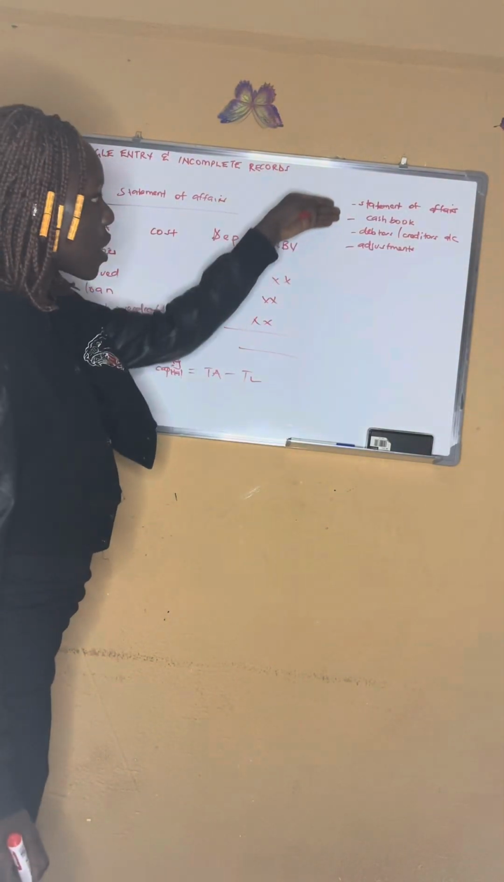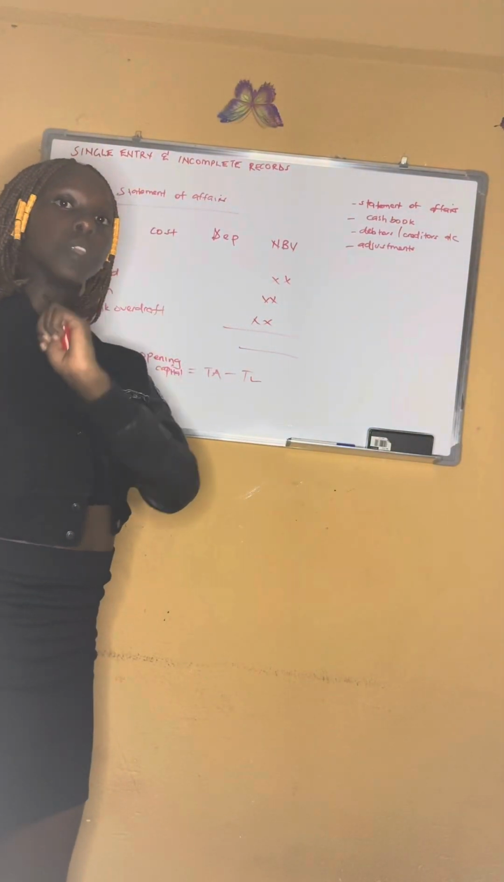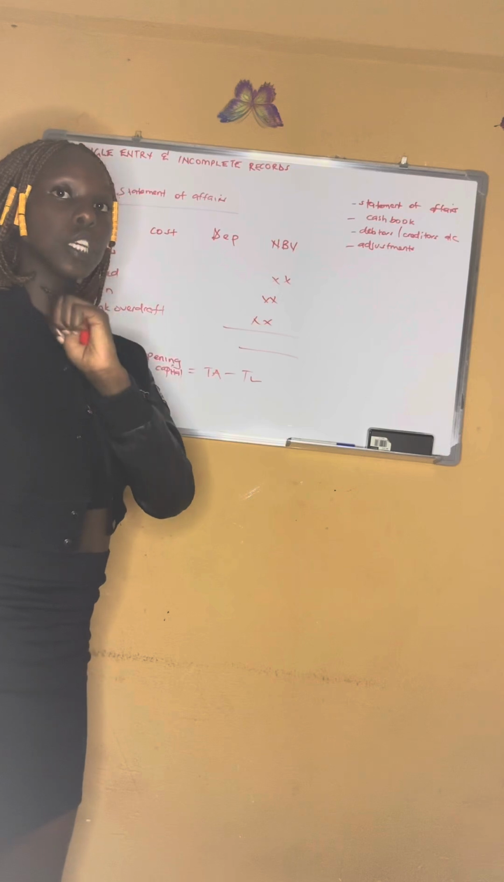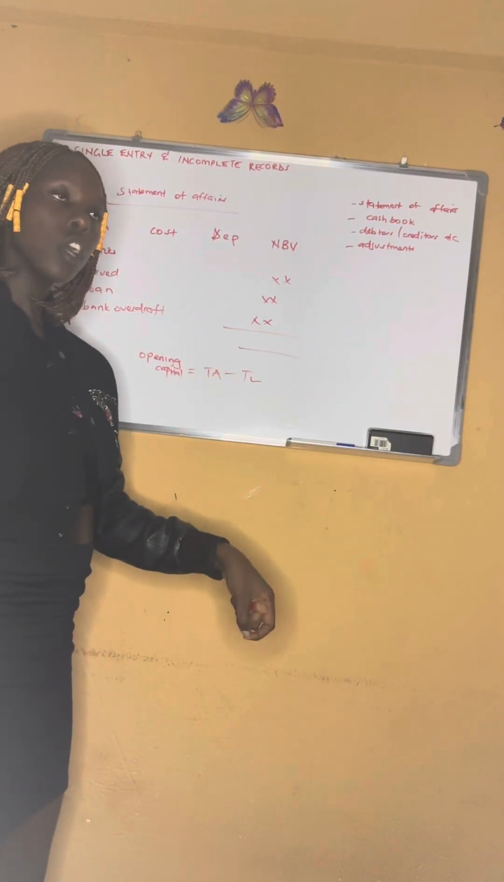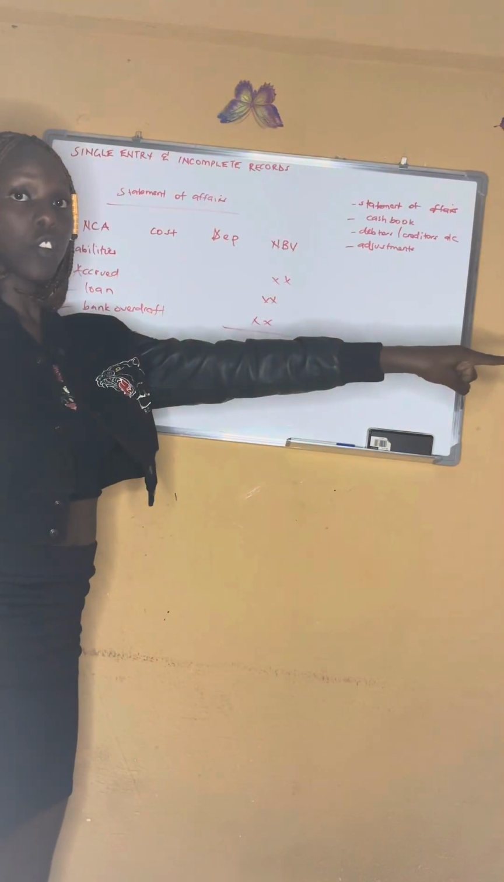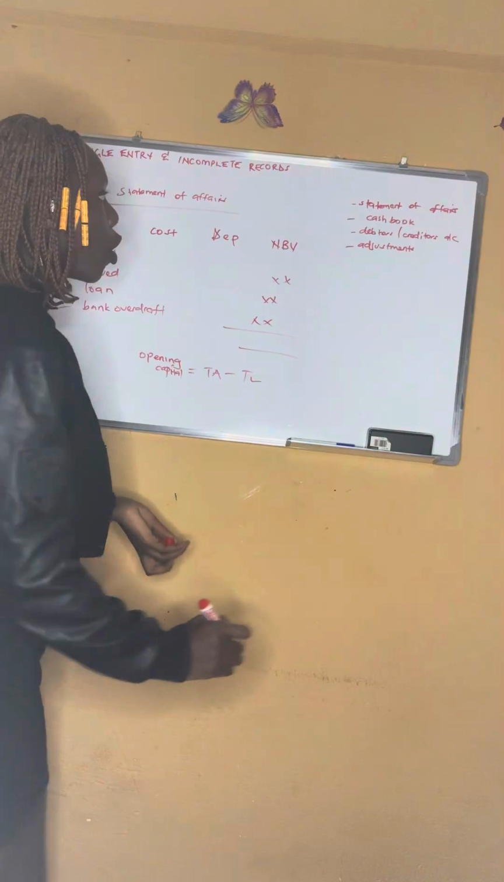Remember I told you these are the 4 steps of calculations under single entry and incomplete records. But it's not a must that all those 4 steps are followed. It depends on the question. So in order for you to make a statement of affairs, you must not have been given opening capital. We go on cash book.